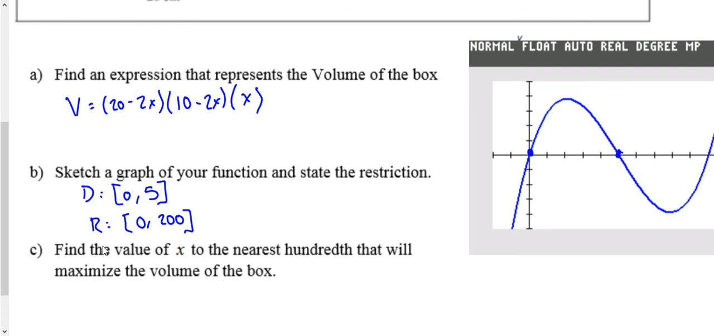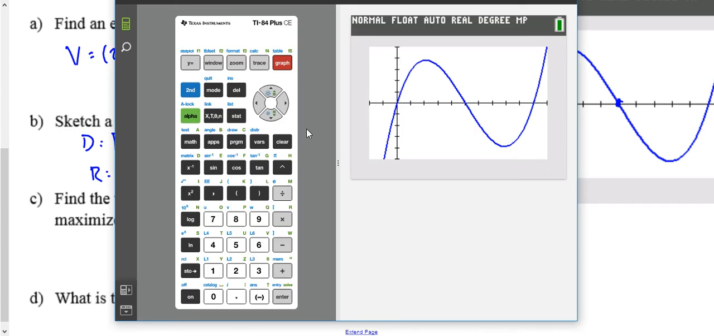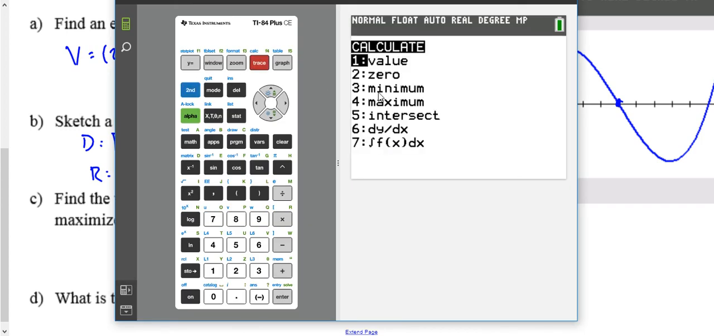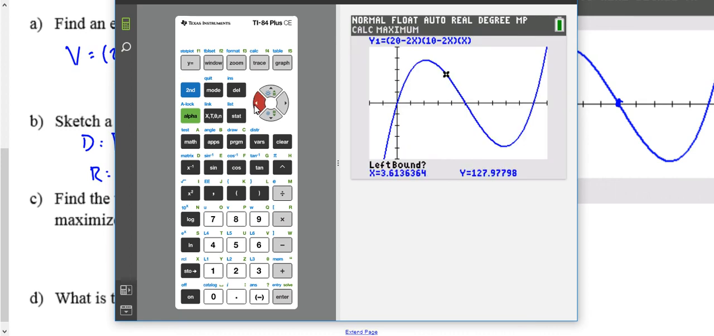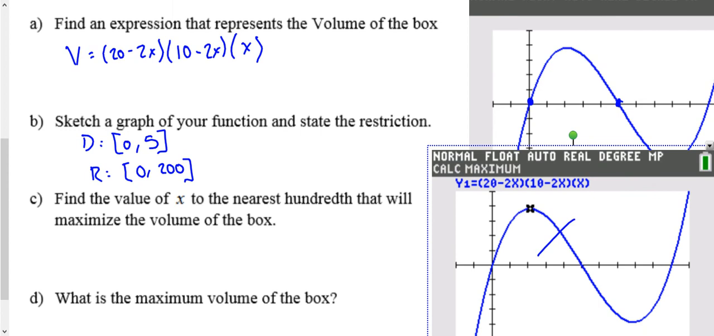Find the x value to the nearest hundredth that will maximize the volume of the box. So basically this is asking you to find your maximum here. And if you can't remember how to do this, it's second trace, and you have maximum, option 4. I'm going to bring my cursor to the left of where I think the max is, hit enter, bring it to the right of where I think the max is, hit enter, and let's find where our absolute max is. It's around there. I'm going to hit enter as my guess. There's my maximum.